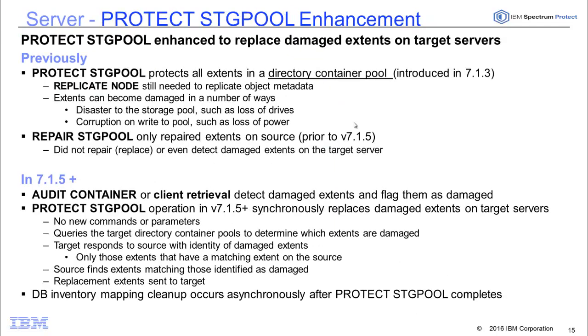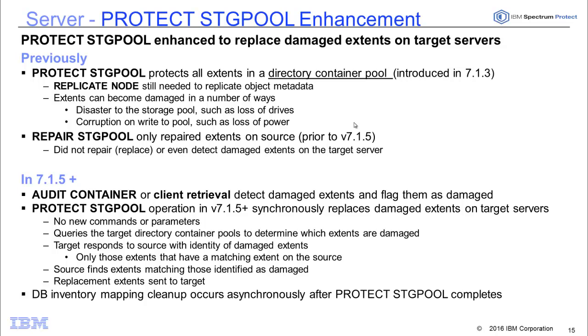The next server enhancement we have is a Protect Stgpool enhancement where we now can replace damaged extents on the target server. Now, Protect Stgpool was introduced in 7.1.3, and it's utilized to replicate the data extents from a directory container pool over to the target server. You still do need to run a replicate node in conjunction with the Protect Stgpool to make sure all your metadata is being replicated over as well.